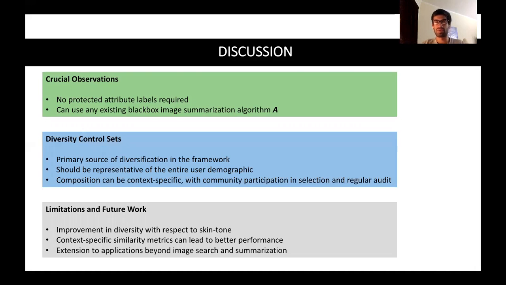In terms of future work, there's a huge scope for extending this framework in terms of improving diversity with respect to skin tone, as well as using context-specific similarity metrics to get better performance. The framework can also be extended beyond image search, and the potential is huge.